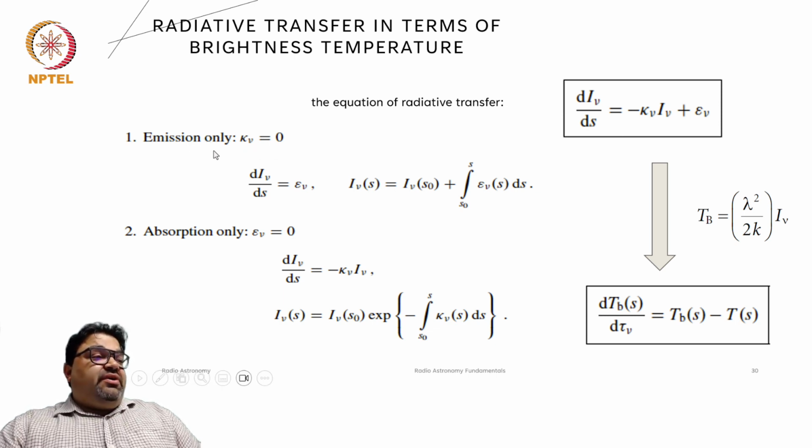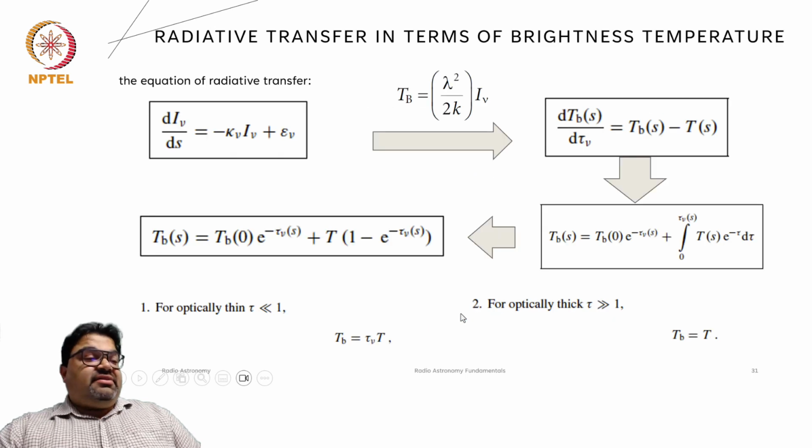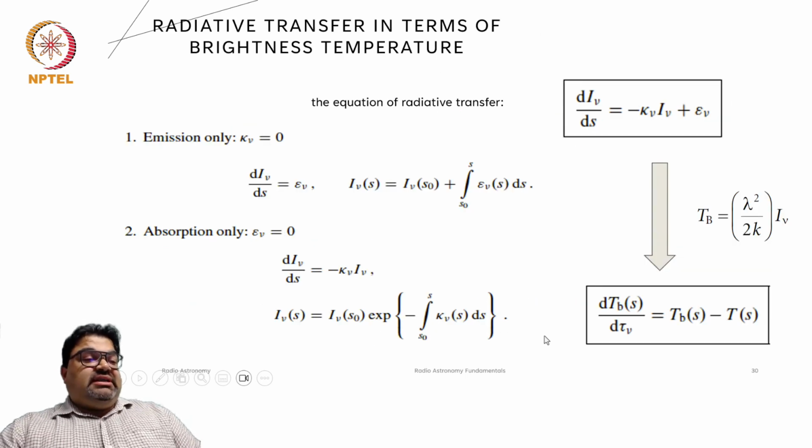So if only absorption, emission only, kappa is equal to 0, so it goes to this level. And for absorption only, then it takes the value of e to the power minus tau, where tau is given by this integral of kappa times ds.